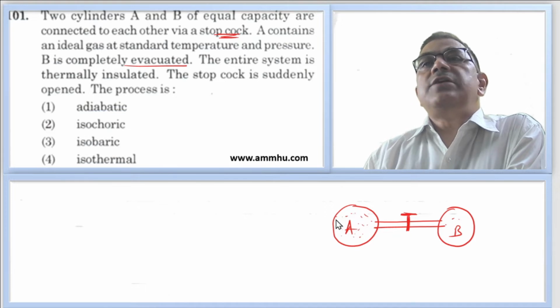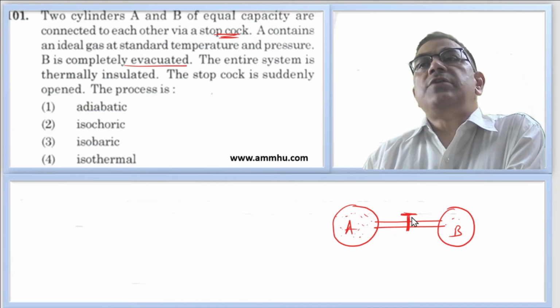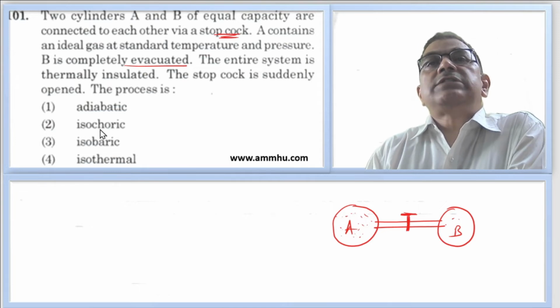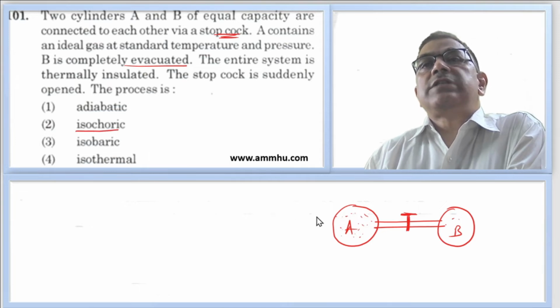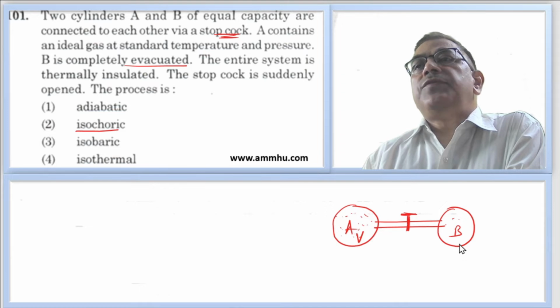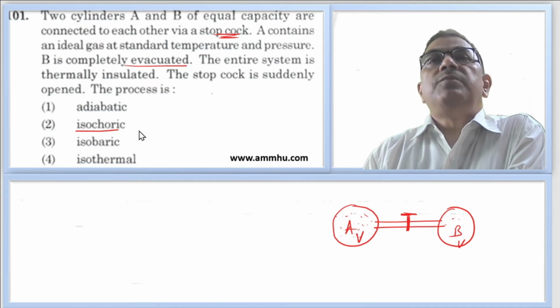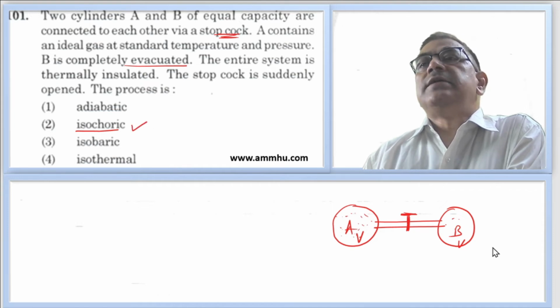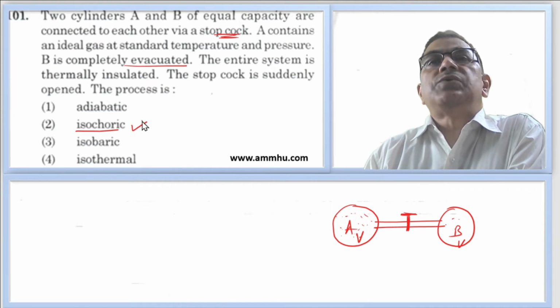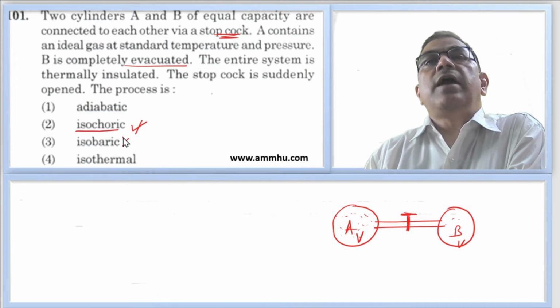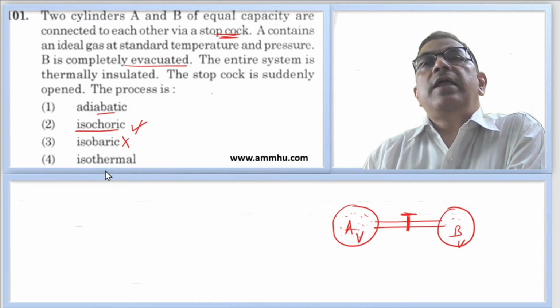The stopcock is suddenly opened, and we are supposed to tell you the process. So the process cannot be isochoric. Why can the process not be isochoric? Because you see, initially the volume in which the gas is V, now the volume becomes 2V. So there is an increment in volume, and hence the process cannot be isochoric. Now we are left with two options, adiabatic and isothermal.